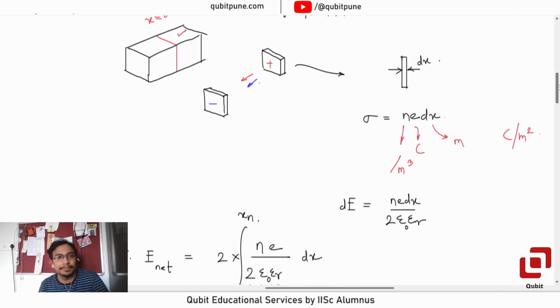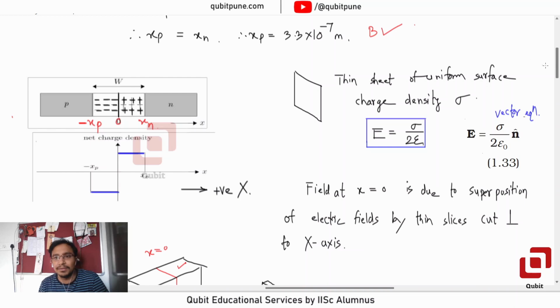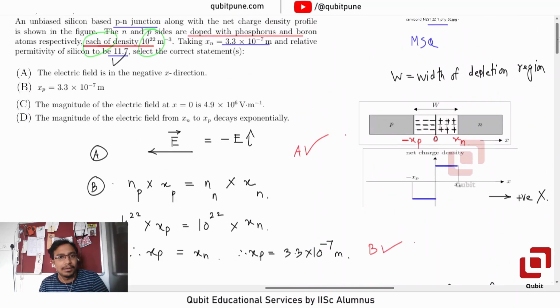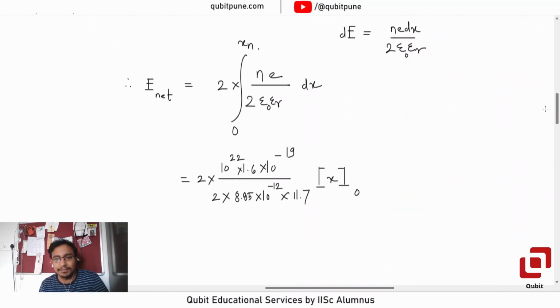And xn is how much? How much is xn? 3.3 into 10 raised to negative 7. Okay, so basically once we evaluate this, we will get the value of the electric field at the center. Let's do that.